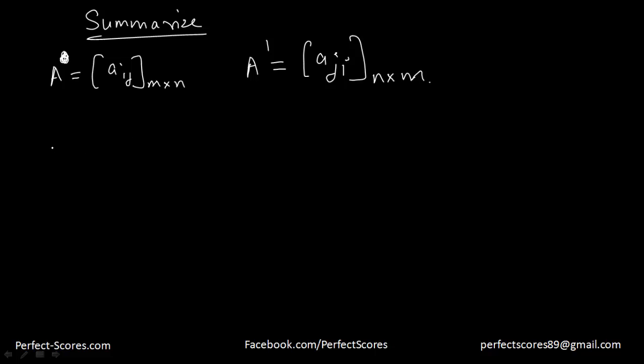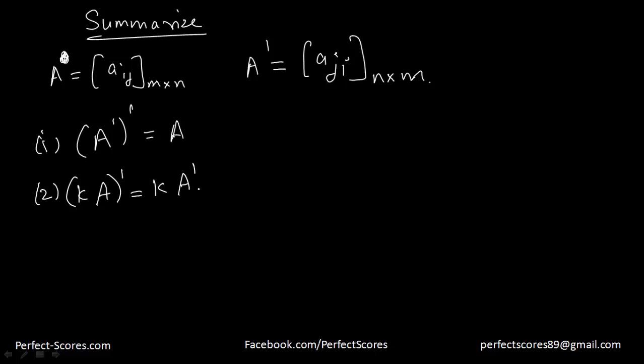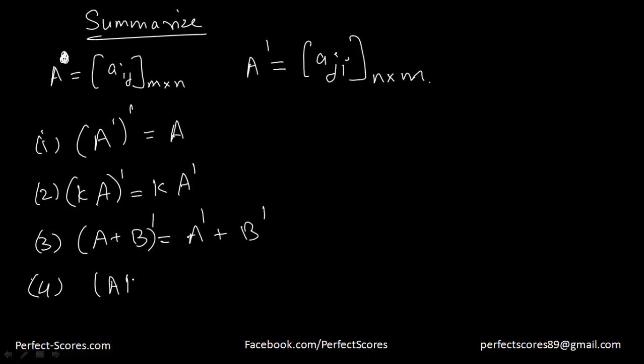Another thing, the first property of the transpose is that the transpose of A transpose is going to be the matrix itself. The second property was that if you multiply a scalar number into a matrix and then transpose it, that is going to be the scalar number into that transpose. The third property was the transpose of the sum is equal to the sum of individual transposes, and the fourth property was (A into B) whole transpose is equal to B transpose into A transpose. So that is what we have discussed.